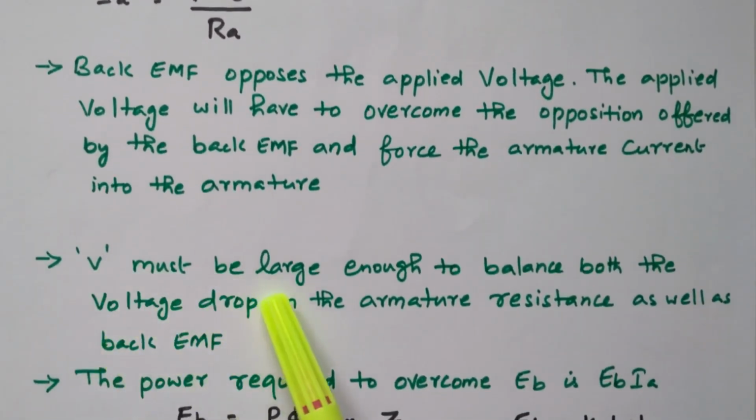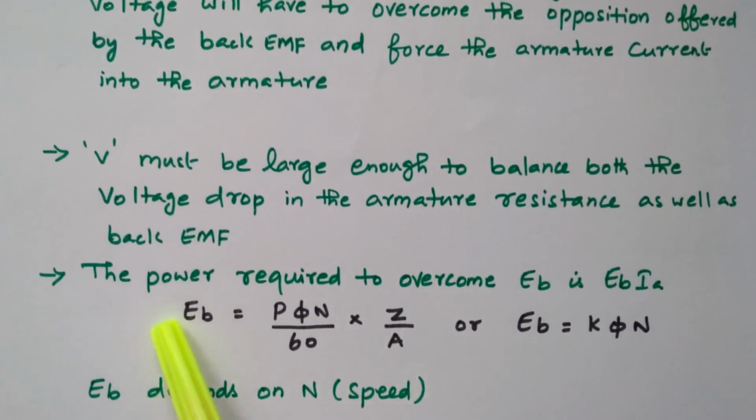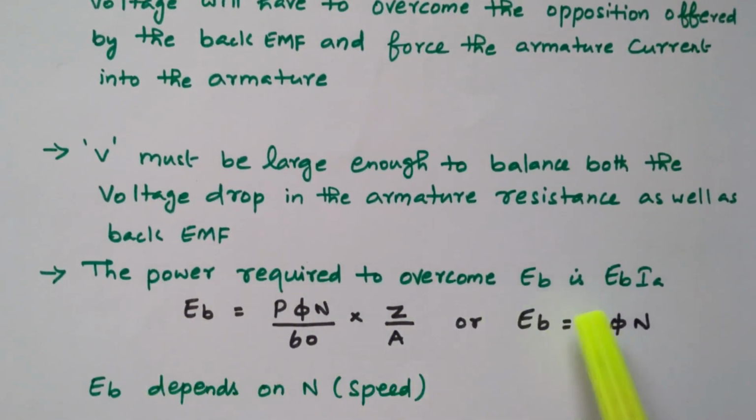V must be large enough to balance both the voltage drop in the armature resistance as well as the back EMF. So the armature resistance drop is already there. In addition, we have back EMF also, so the voltage will reduce, but V must be larger. V must overcome these two drops. So the power required to overcome E_B is E_B into I_A. So this back EMF into I_A will give us the power required to overcome it.